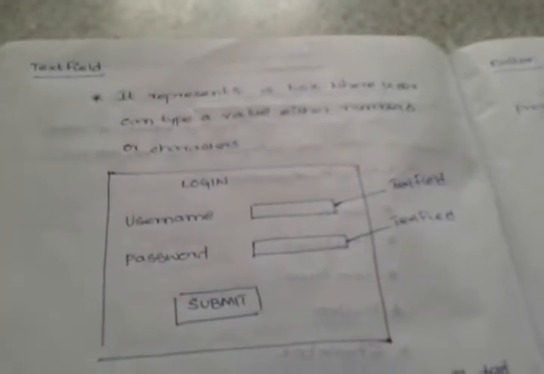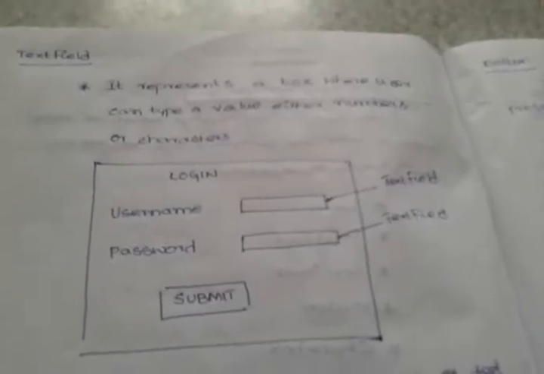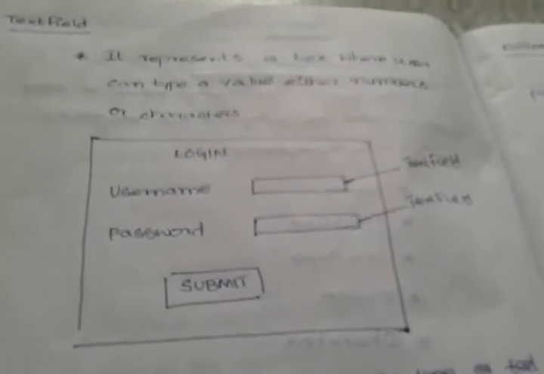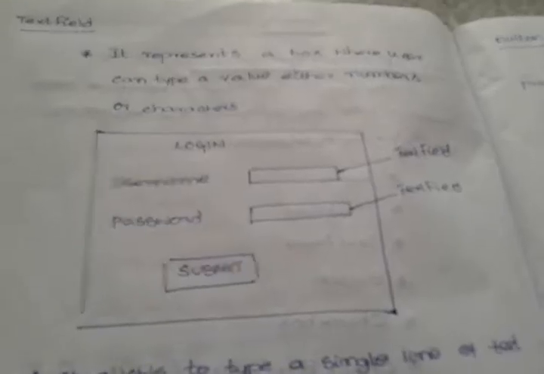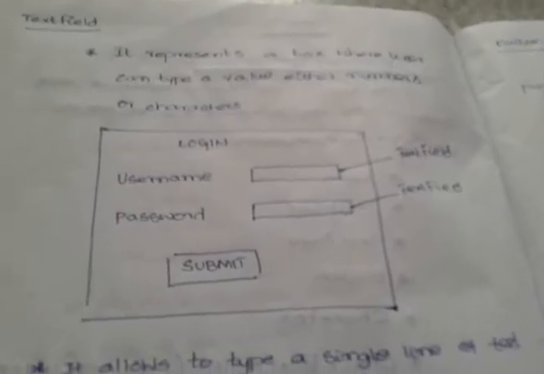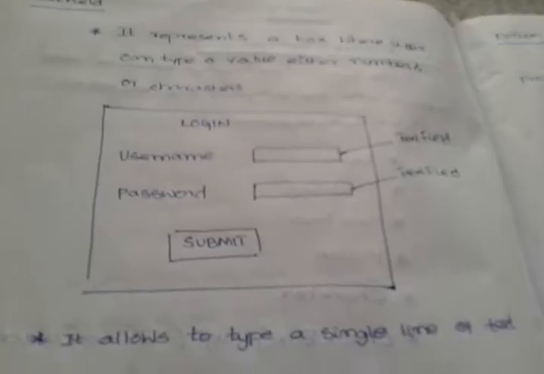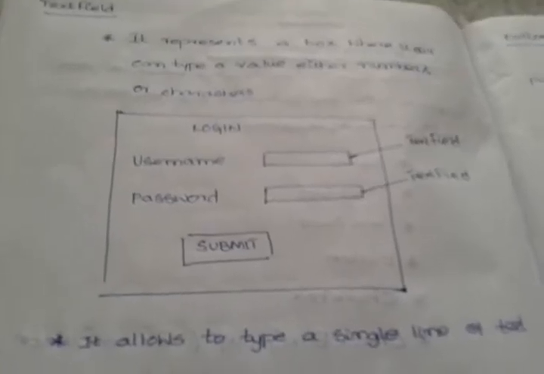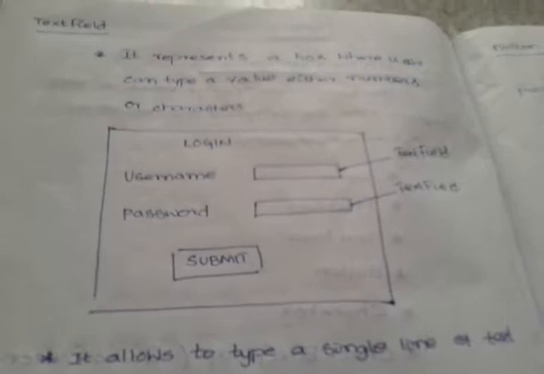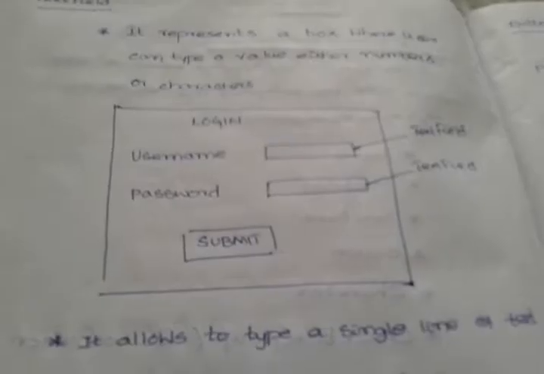This concept is called a text field. A text field is a rectangular area where the user can type a sequence of characters or numbers. So in the case of the login form, username and password are the labels, and the rectangular boxes that appear after the username and after the password are called text fields. We can type only a single line of text through these text fields. We cannot type multiple lines of text through the text field.